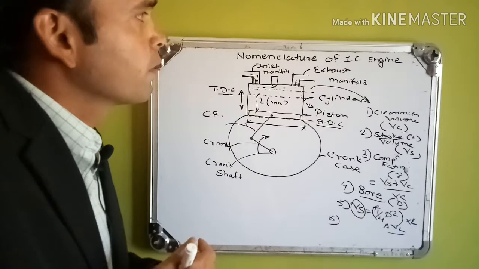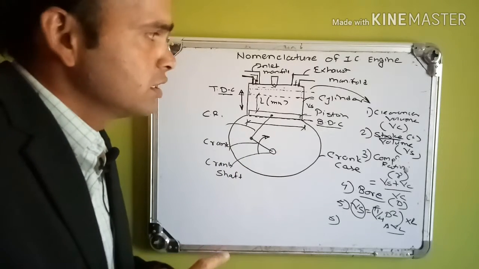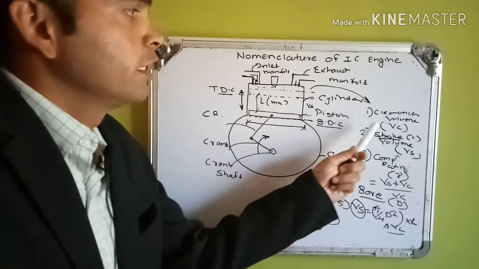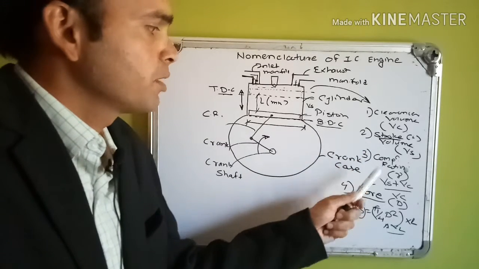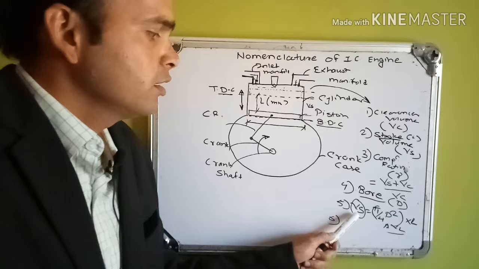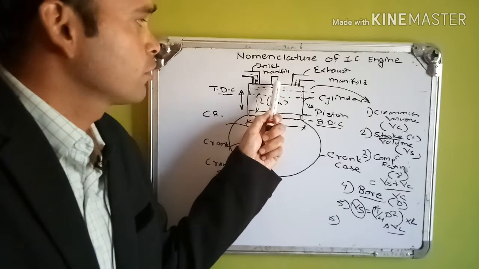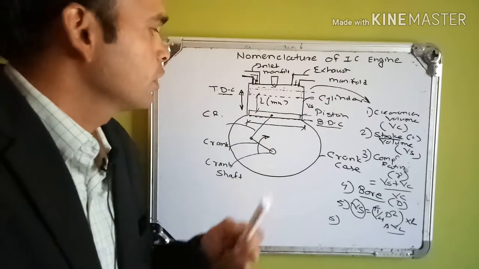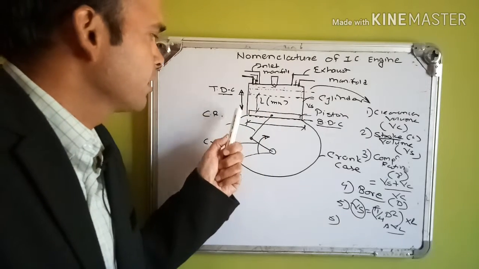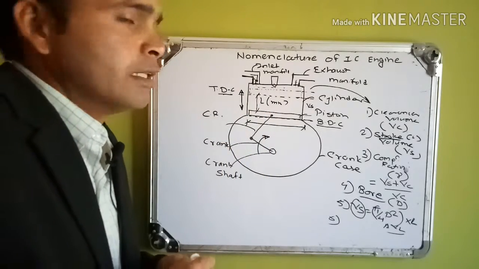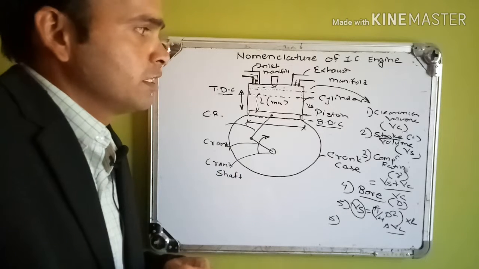So this was about the nomenclature of the internal combustion engine, the major nomenclature: clearance volume, stroke volume, compression ratio, bore, then inlet manifold, exhaust manifold, spark plug for petrol engine, fuel injector for diesel engine, then top dead center and bottom dead center. This was about the nomenclature of the IC engine.